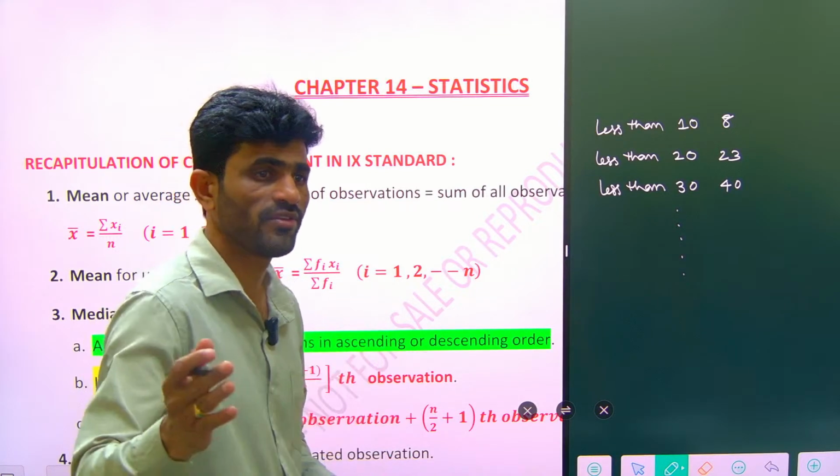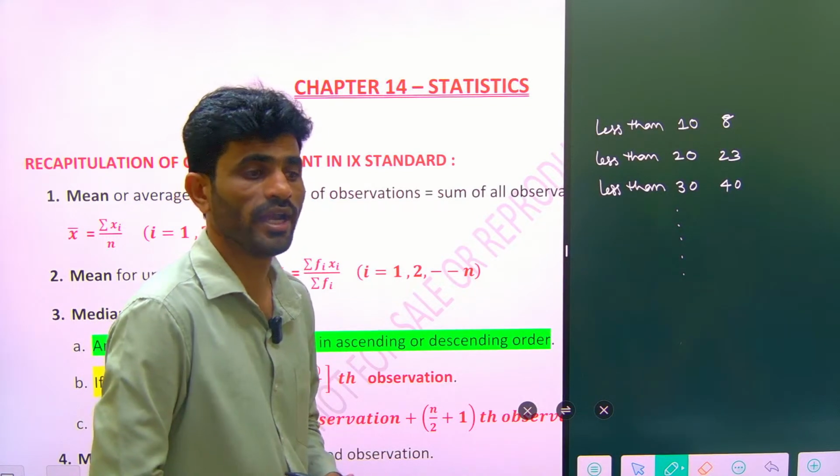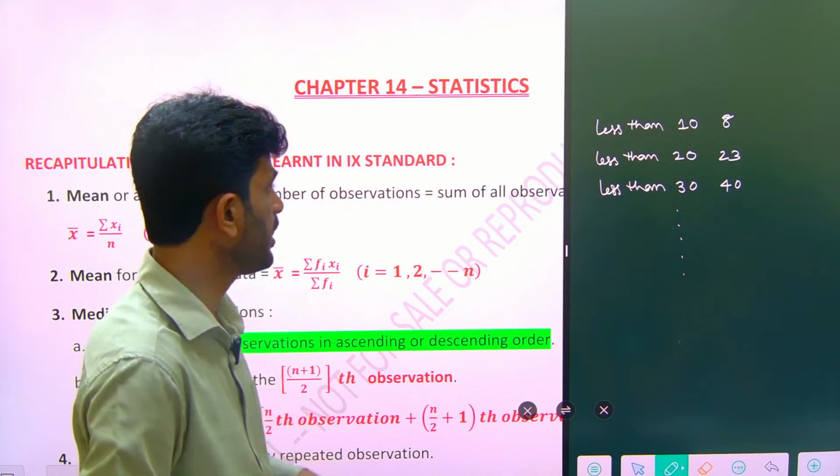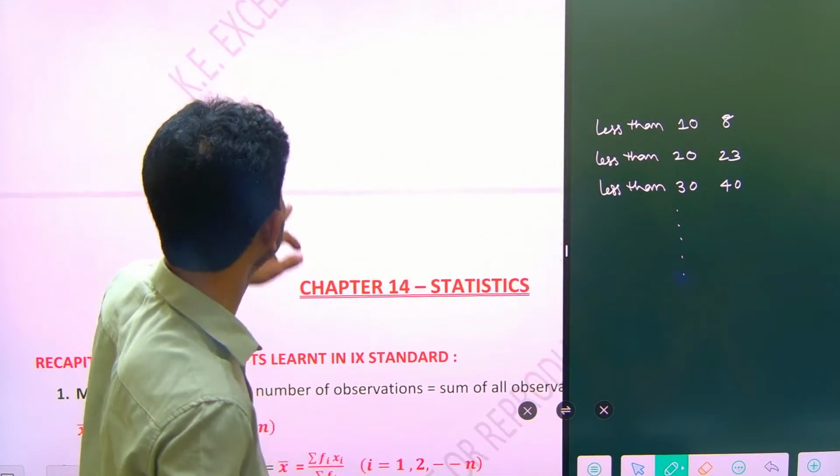Mean is the sum of observations divided by the number of observations. Sum of observations by number of observations. That is mean.